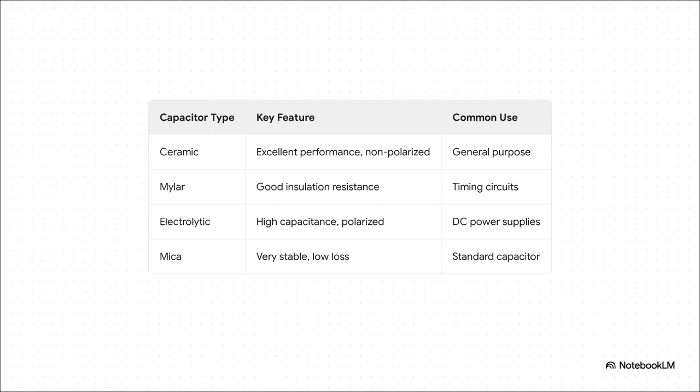As you can see here, you've got different types for different jobs. But a ceramic capacitor, that's like the Swiss Army knife of capacitors. It's a great all-arounder, and it's not polarized, which means you can't hook it up backwards. That makes it super versatile.